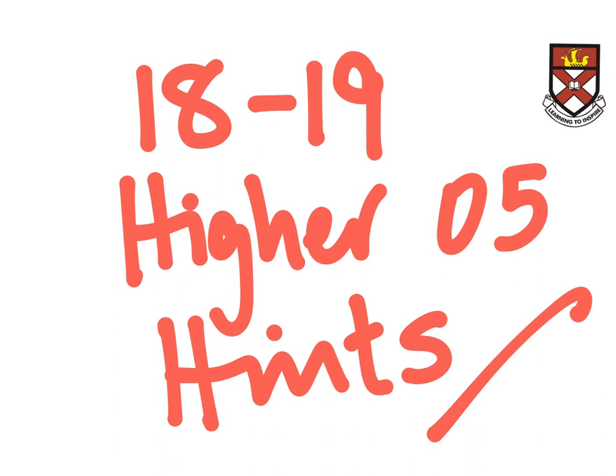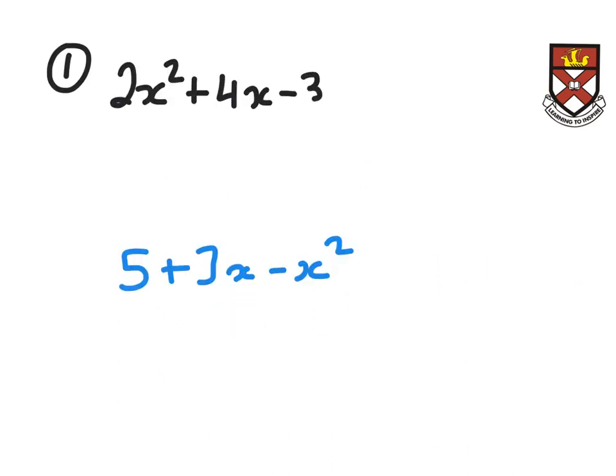Right, here we go with some hints for homework sheet 5. First question, completing the square. So let's remind you how we do that. We take the 2 out as a common factor between the 2 and the 4. So you get 2 bracket x squared plus 2x, take away 3.